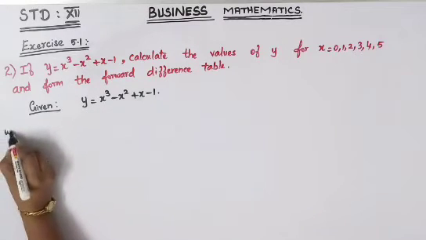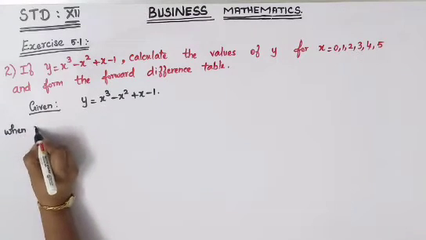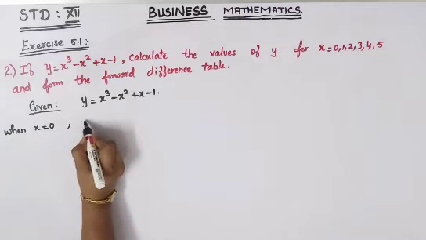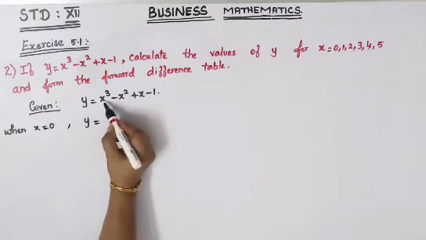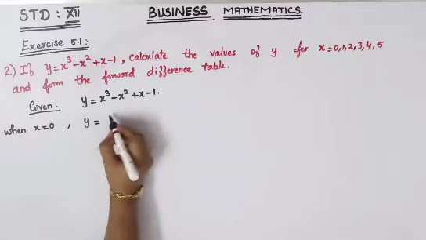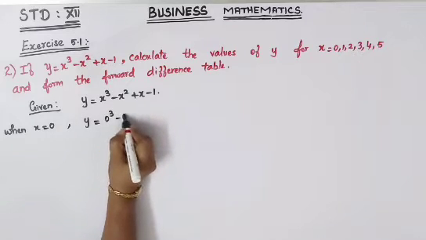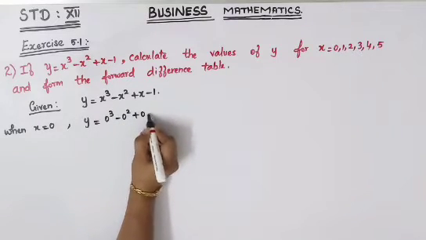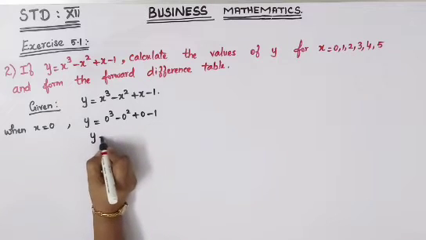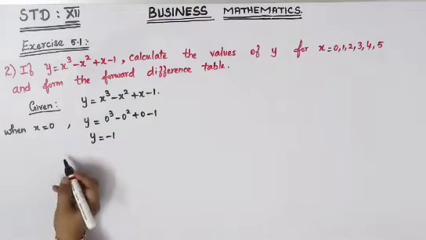So when x is equal to 0, the first value given, substitute 0 wherever x is there. So it is 0 cube minus 0 square plus 0 minus 1, therefore y is equal to minus 1. So this is your first answer.